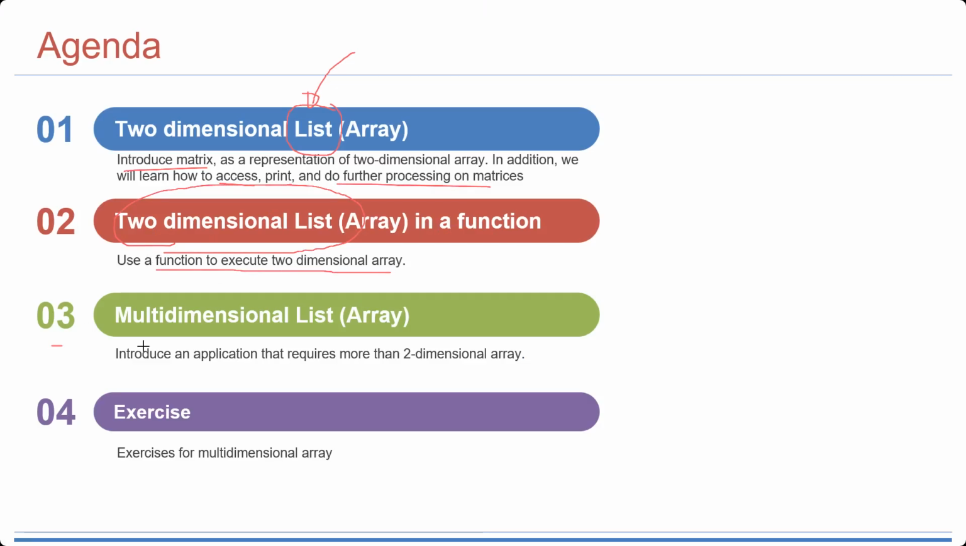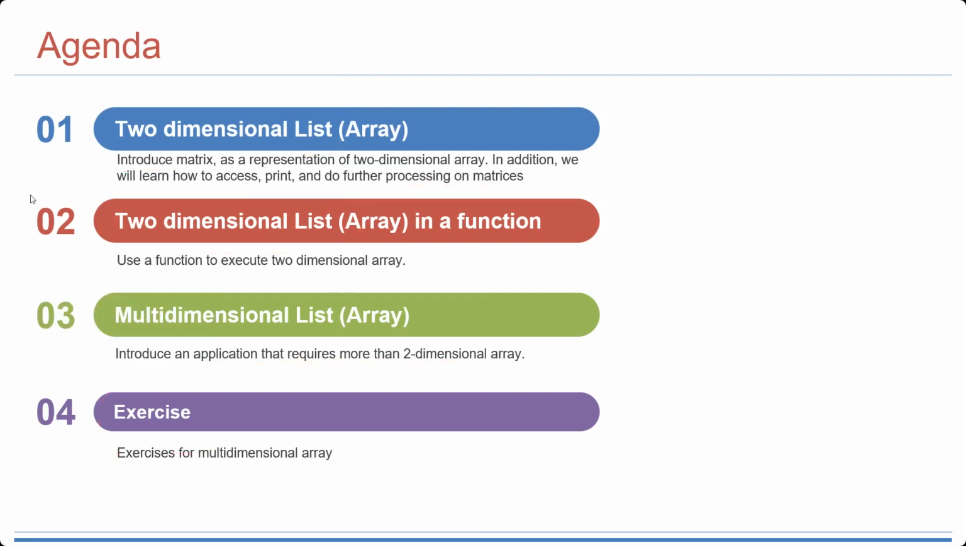And the last section, I'm going to explain to you about the multi-dimensional list. Multi means more than two. I'm going to introduce some applications that require more than two-dimensional array. And at the end, let's do some exercise.